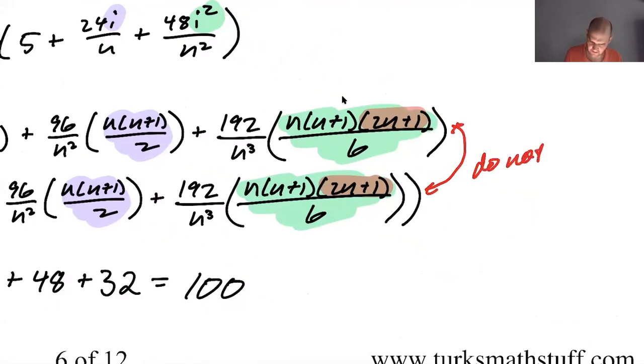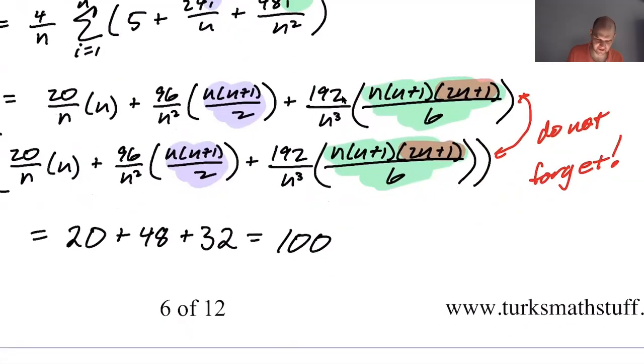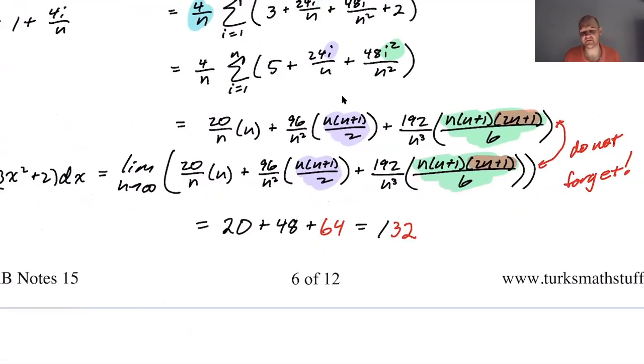Do not forget. Classic mistake. So this isn't 32, this is 64, which makes this 132. So it's good. It's really good that we checked that one.